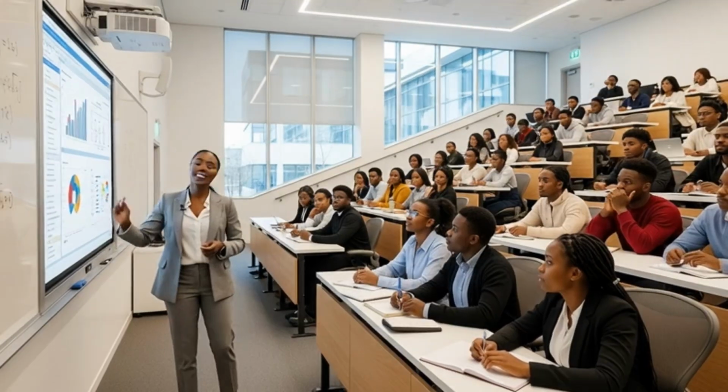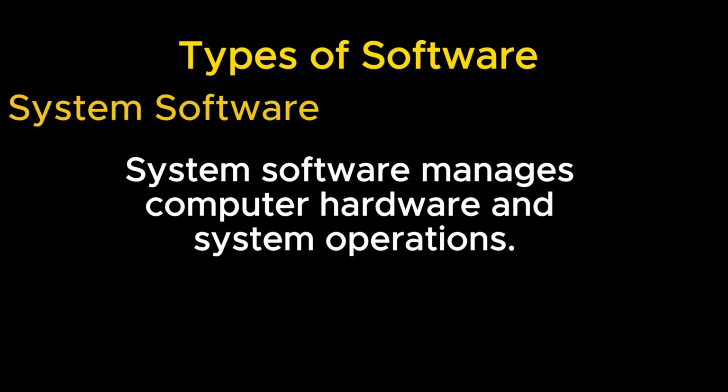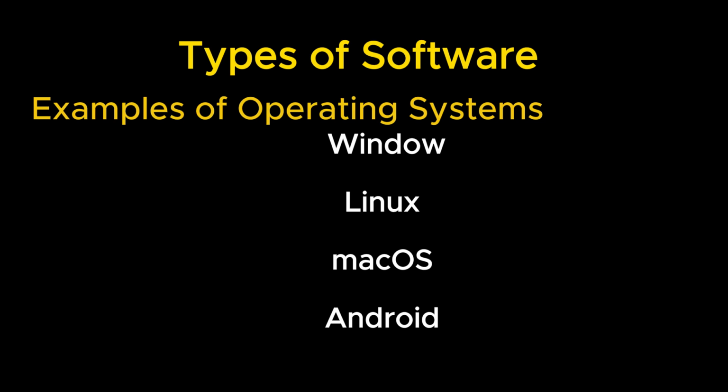Types of software. System software. System software manages computer hardware and system operations. Examples: operating systems, device drivers, and utility programs. Examples of operating systems: Windows, Linux, Mac OS, Android.